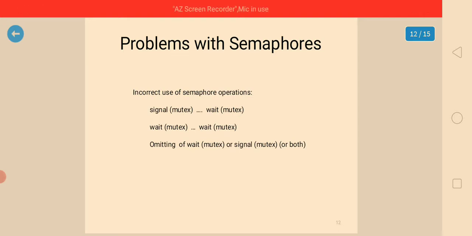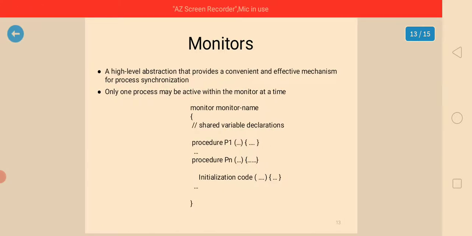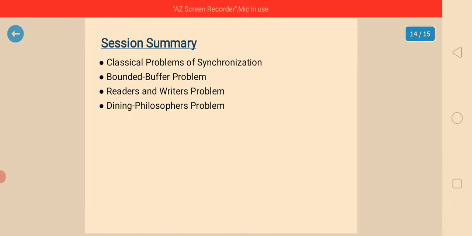So there are problems with semaphores, since we are using these two operations. Finally, the monitor is a high-level abstraction that provides a convenient and efficient mechanism for process synchronization. Only one process may be active within the monitor at a time. So these are the monitor name, the shared variables declared inside, then a number of procedures, procedure 1 up to n, and the initialization code.